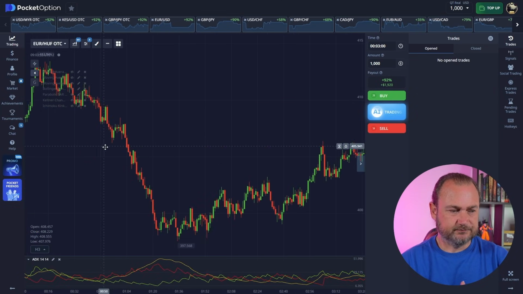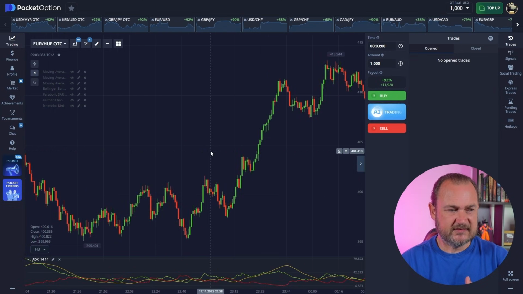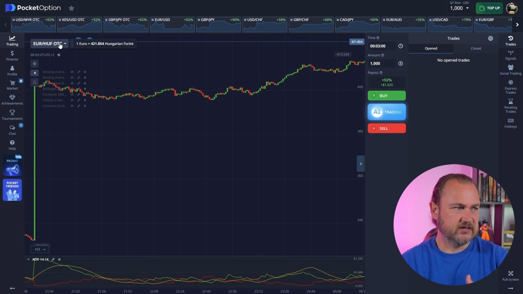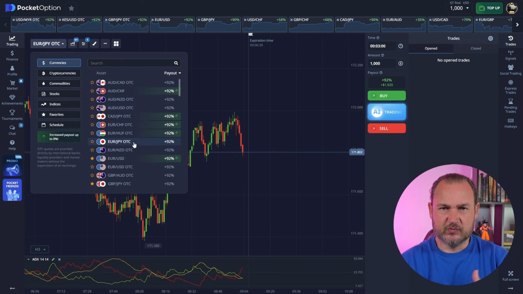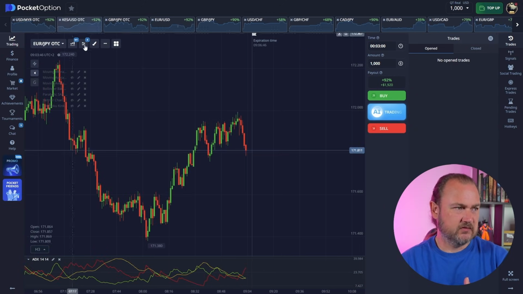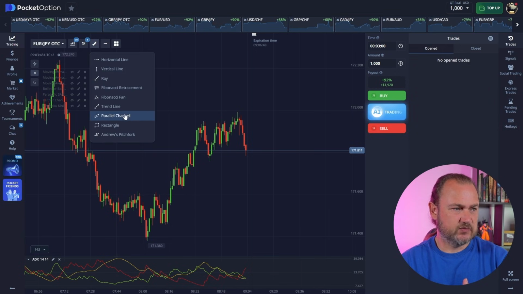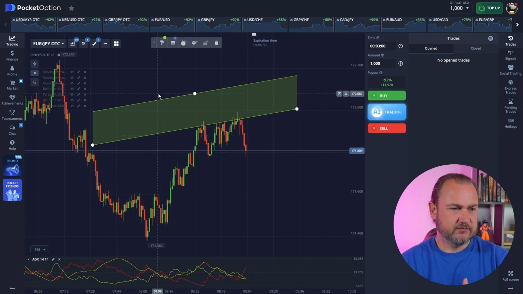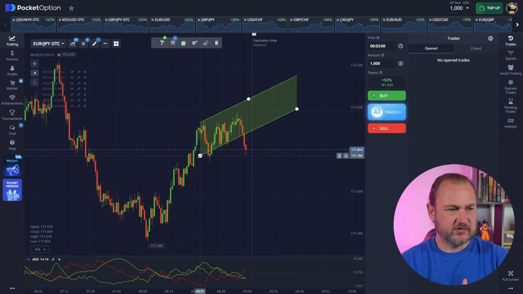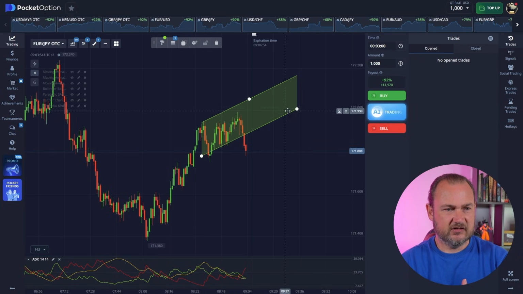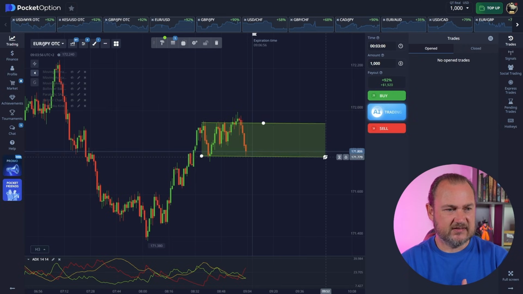Because quite often I will use the ADX alongside, or in conjunction with, support and resistance areas. Okay, this looks like it might be a decent example as well. Might turn into one, might not. So this was our most recent low, this area here, and we're going to use this as a support area.